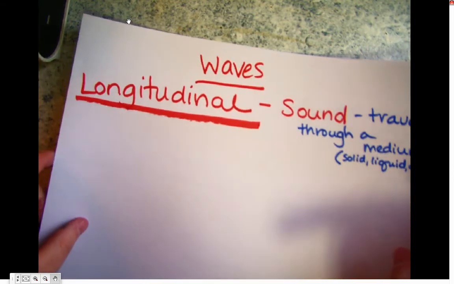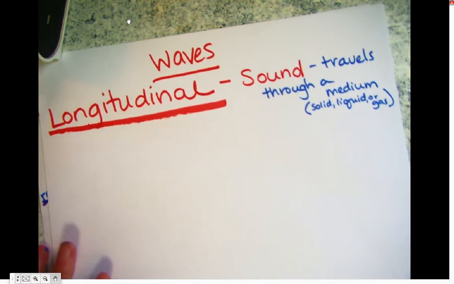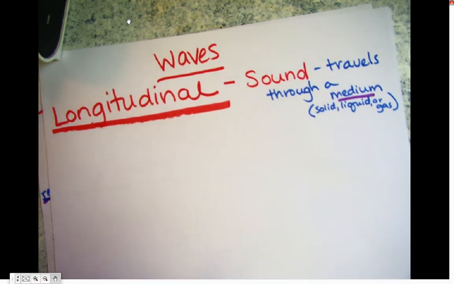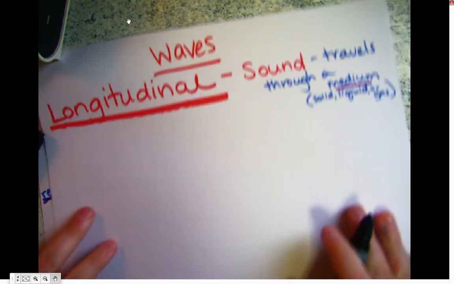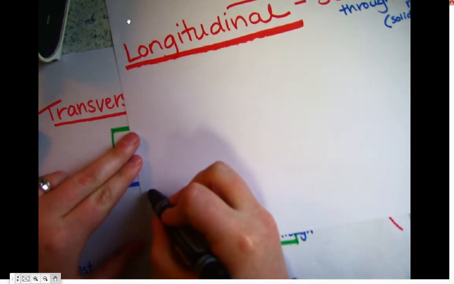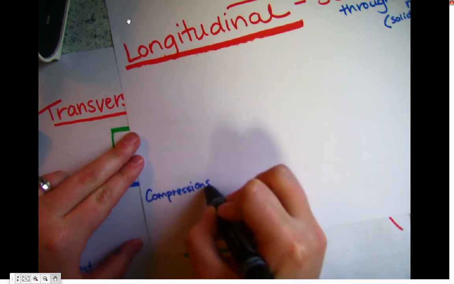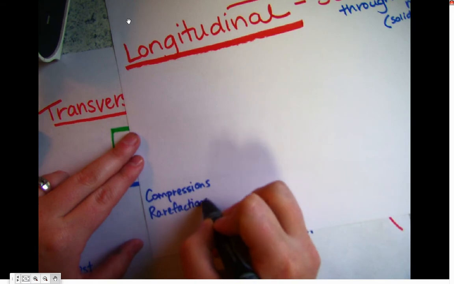All right, next we're going to do longitudinal. In longitudinal, an example here is sound, and sound waves have to travel through a medium, which is simply a solid, liquid, or a gas. Now, there's three things that we can measure here. You have these things called compressions, rarefactions, and I know that's probably a new word.